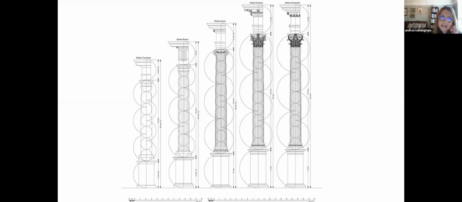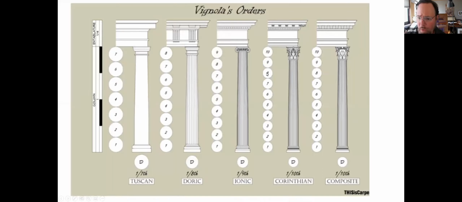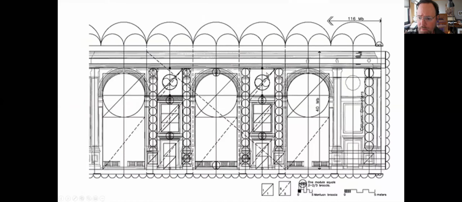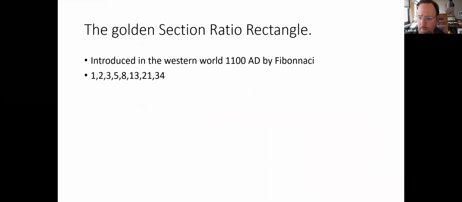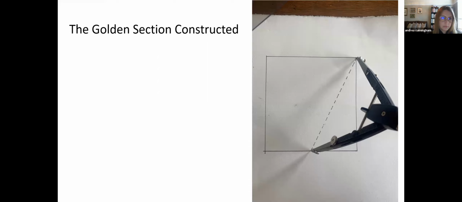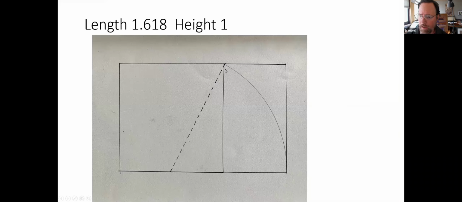Could you remind us how to find that midpoint in the square if you didn't have a ruler? Yes, of course. Let me go back to the golden section. The first thing to do is just to draw a square at any size. And then you'll take the midpoint of the bottom horizontal line. Then you'll take your compass from the midpoint to the end, and eventually the compass will determine the size of the rectangle.